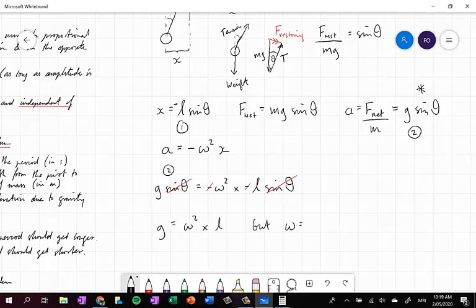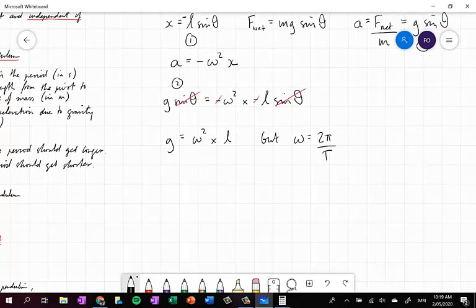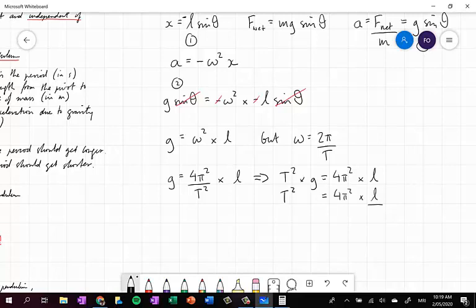But omega is equal to 2 pi over the period. So now we have an expression relating the period, g and L. We should just need to rearrange it. So we get g is equal to 4 pi squared over T squared times L. So what I'll do is I'll multiply the T up here, I'll do this in little steps. So we get T squared times g is equal to 4 pi squared times L. So T squared, if we divide both sides by g, is equal to 4 pi squared times L over g.